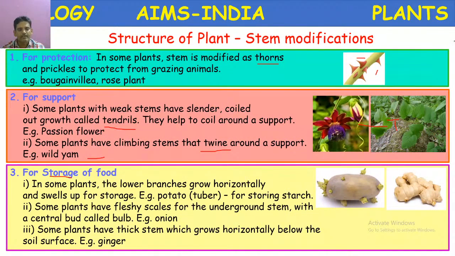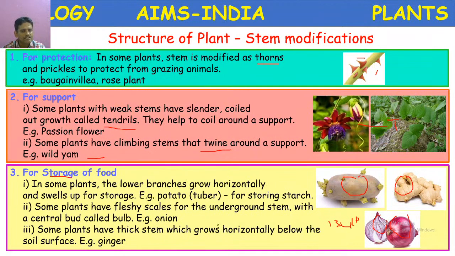And in some plants, the leaves, here you can see stem modification. In potato, it is called tuber, and the leaves are called scale leaves. These scale leaves are modified to store food material in ginger and also turmeric. In turmeric, the same type of modification you can see. And in onion, scale leaves form bulbs. These are called bulbs.